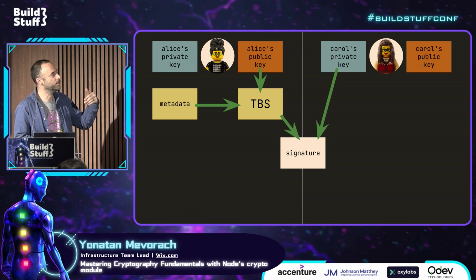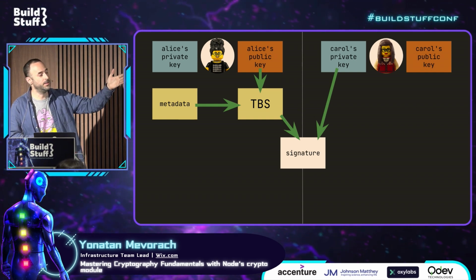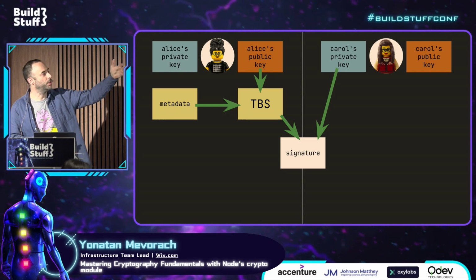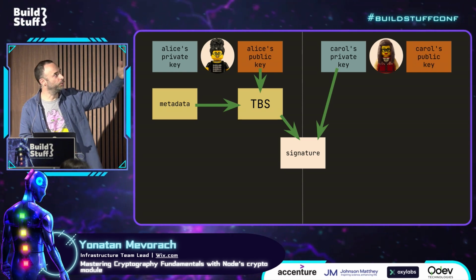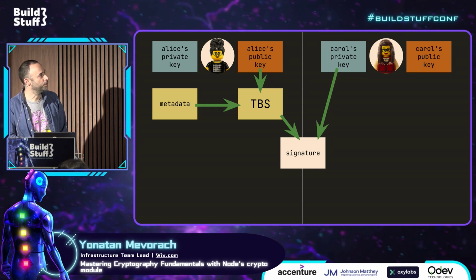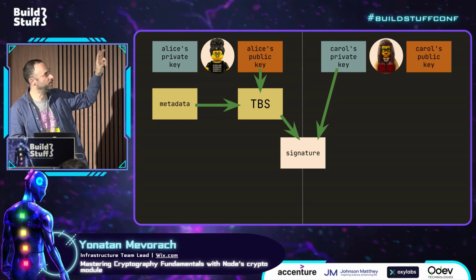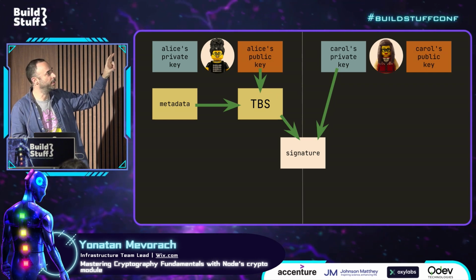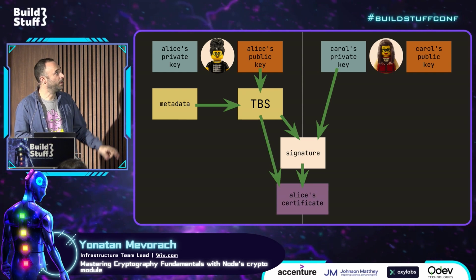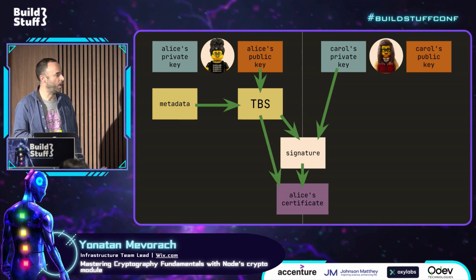And that person is the other entity that wants to help out Alice and use her reputation so that people who trust Carol will trust Alice as well. So Carol, if she's willing to help, takes the certificate signing request, the to-be-signed data, and signs it with her private key. Then Alice creates a certificate using the signature that she got from Carol.